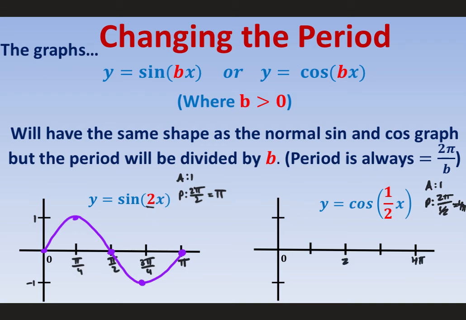Half of 4 pi is 2 pi. Half of 2 pi is pi. 1 pi, 2 pi, this is 3 pi. Our amplitude, we said, was 1. So 1 and -1. And then this is just a normal cosine graph.